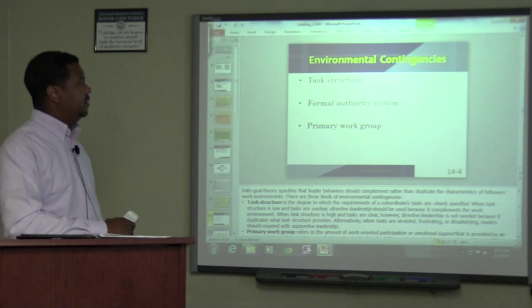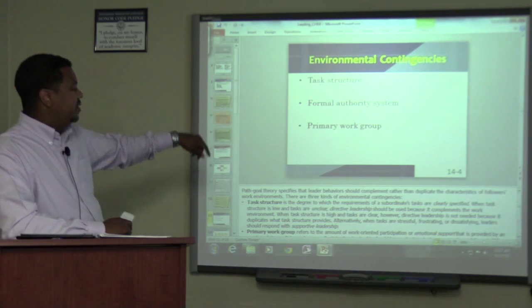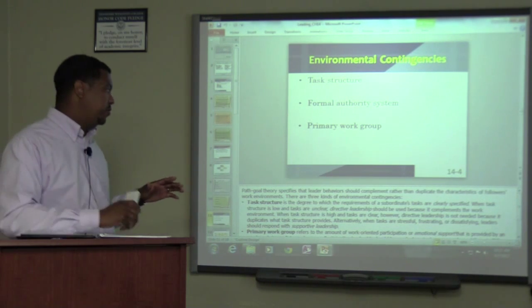What about the environment contingency? We see the task structure. The task structure is the degree to which the requirements of subordinates have clearly specified goals.